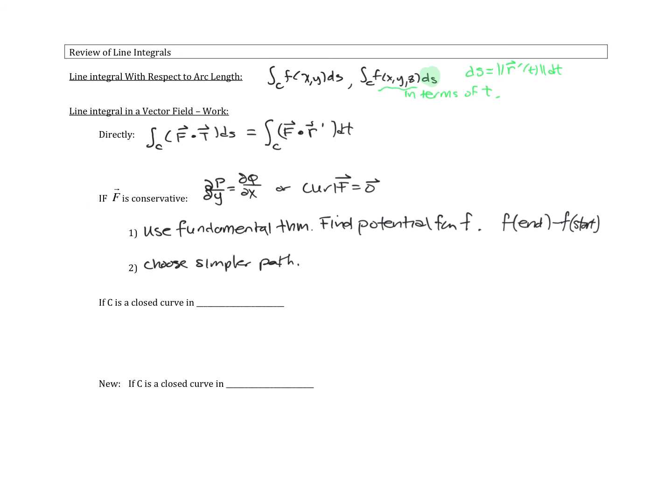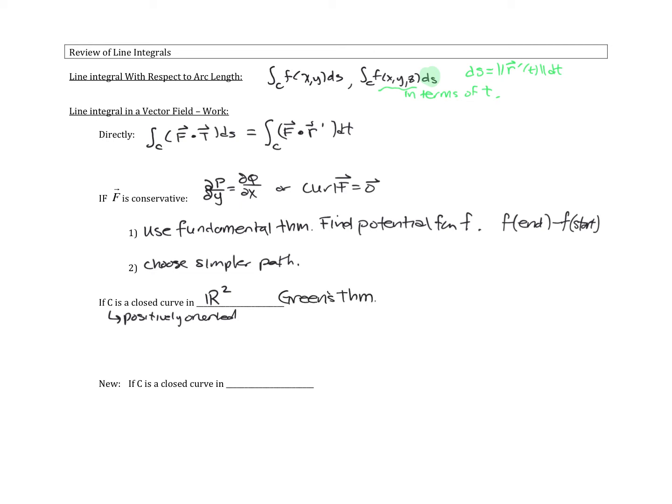We then went on to learn that we have another option if the curve is closed and we are in R2 and the curve is positively oriented. That was Green's theorem.